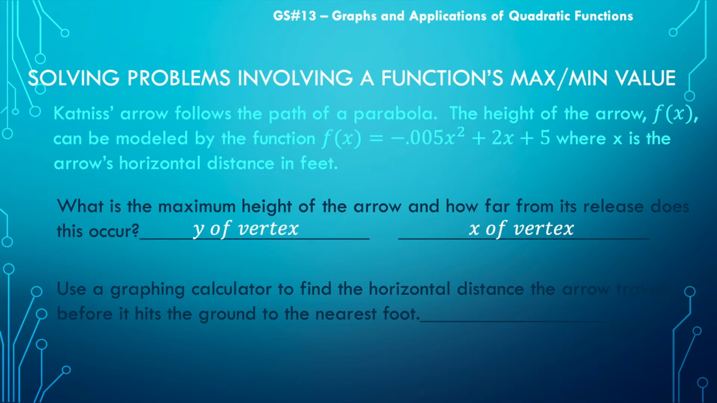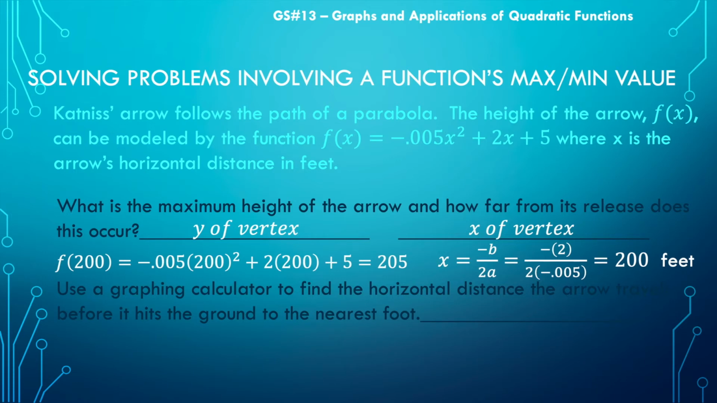So let's go ahead and find the x of the vertex by using negative b over 2a. When we simplify, we get x is 200 feet. So the highest point of the arrow happens 200 feet horizontally from where Katniss shoots it. Now the y of the vertex would be found by f of 200. Subbing in 200 everywhere we see x, we get a y value of 205. So the maximum height is 205 feet.